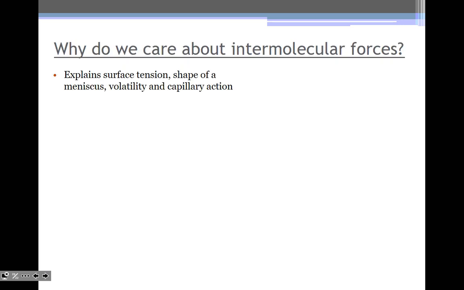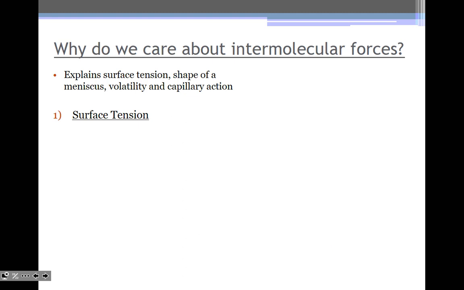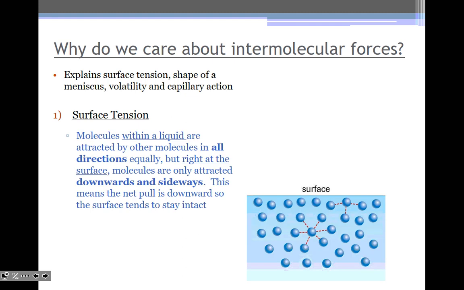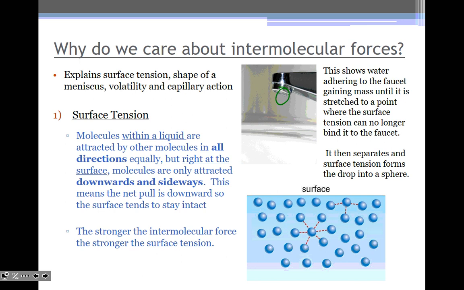Why do we care about intermolecular forces? It explains things like surface tension, the shape of a meniscus, and capillary action. There are some surface tension examples. Basically, I'm not testing you on this, it's just some FYI. Molecules within a liquid are attracted by other molecules in all directions equally, but right at the surface, molecules are only attracted downwards and sideways. This means that the net pull is downwards so that the surface tends to stay intact. The stronger the intermolecular force, the stronger the surface tension. And that's why we get droplets of water.